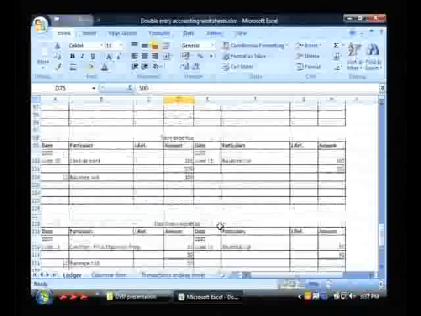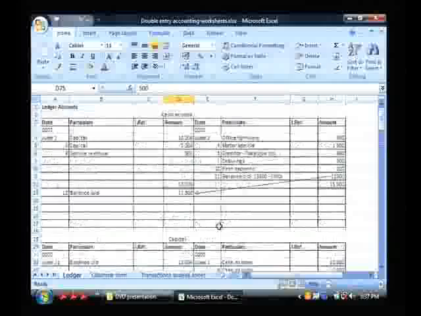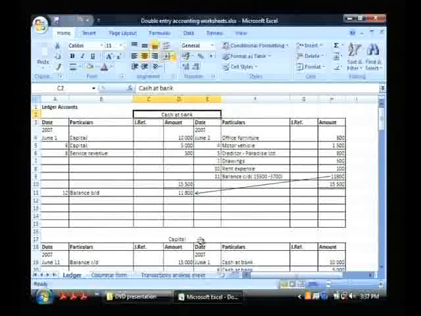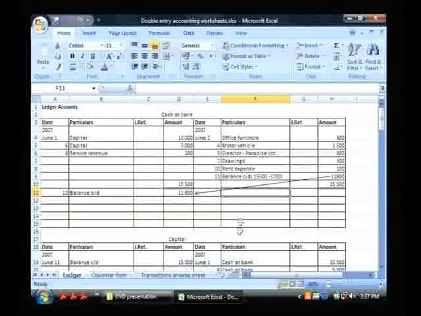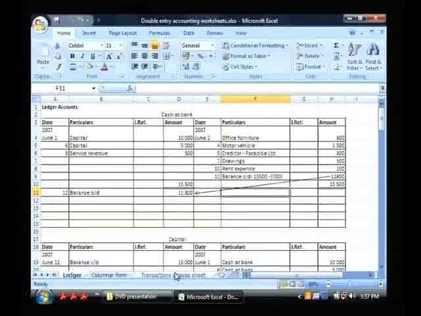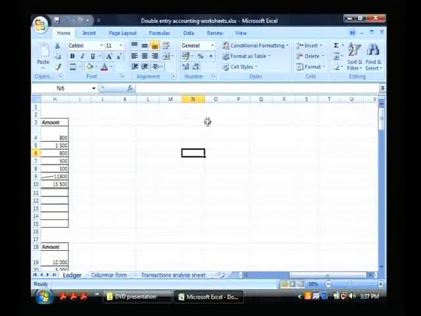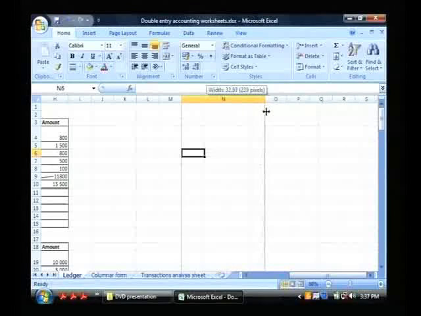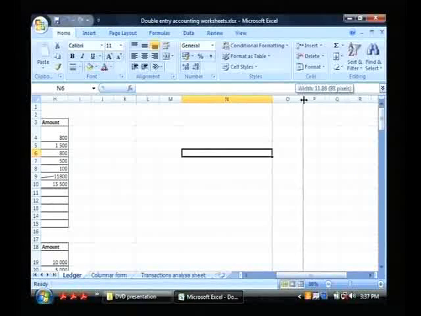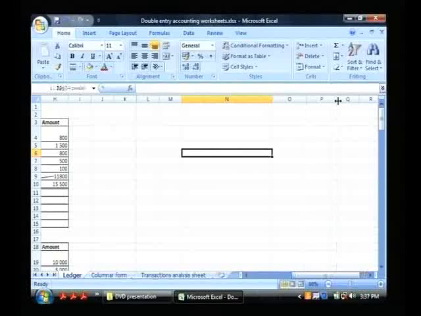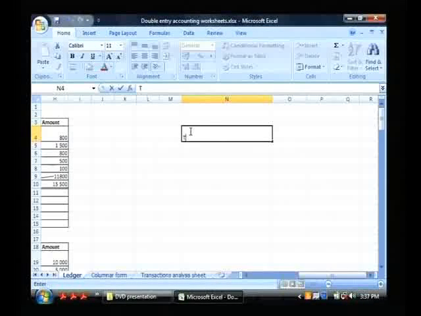So based on this, the next step is to prepare a trial balance. Trial balance is the list of ledger account balances. Debit balances are shown in one column and credit balances are shown in another column. So let's look at the trial balance. Trial balance, this is the format. This is the format.